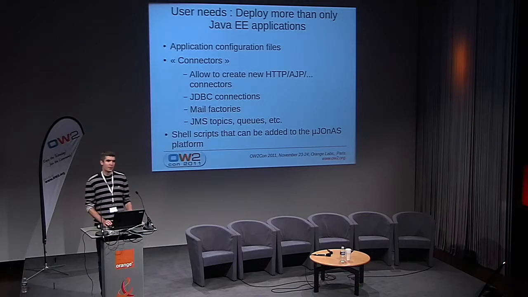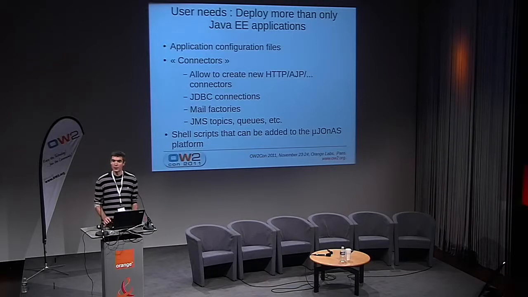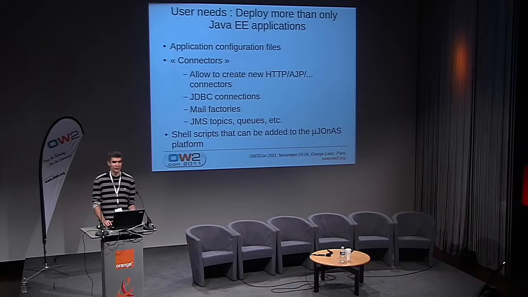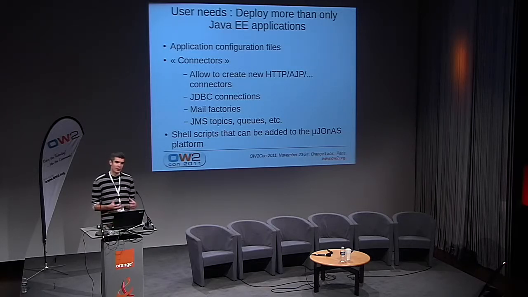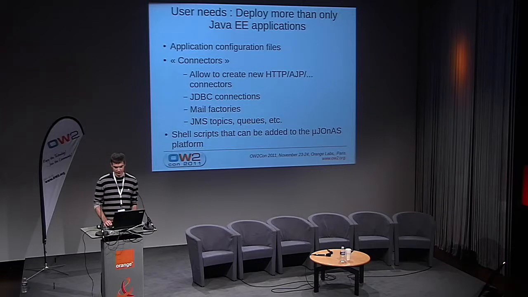Now users want more than only a Java EE application. For example, they want to provide some extension to be able to use their own configuration file. If you have a Java EE application, you need to connect your application to the database. For this, you need to provide the configuration like the JDBC URL, etc. And sometimes you want to provide the application and all the configuration associated with it in one global archive.